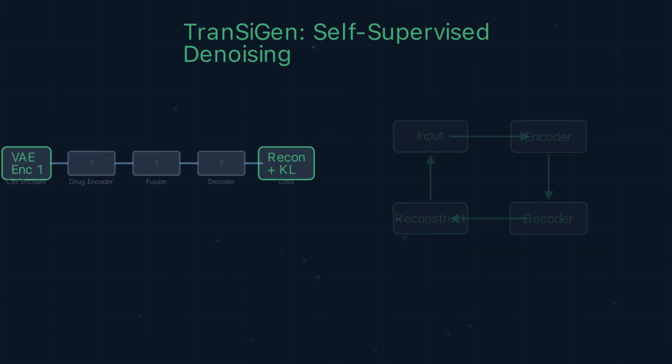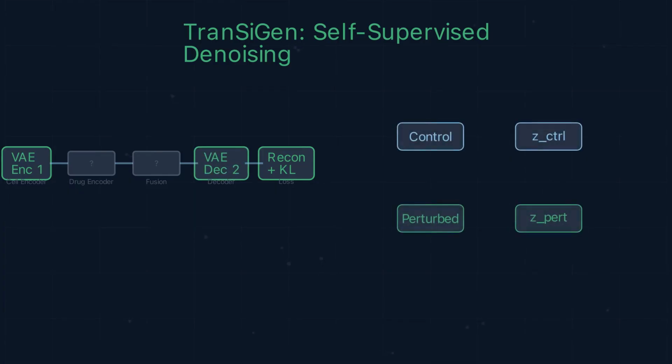TranSiGen doesn't use a single autoencoder. It uses two separate VAE encoders. One processes control profiles, the untreated cells. The other processes perturbed profiles, the drug-treated cells. Each produces its own latent representation, its own compressed summary of the cellular state.